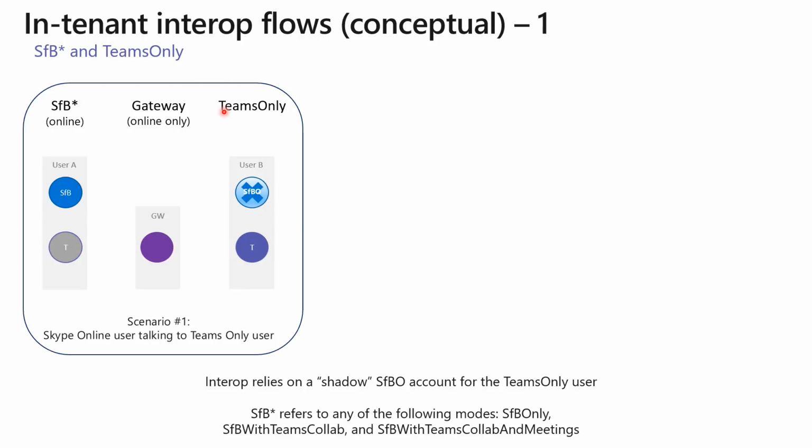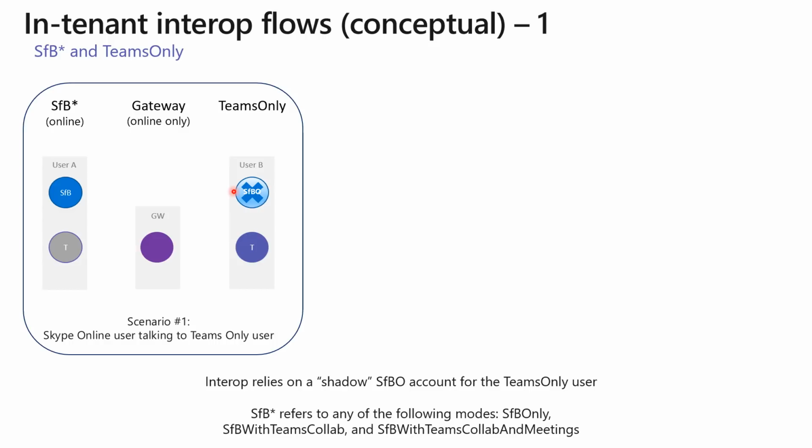Over here is the person that user A is talking to. This is user B. They are in Teams only mode. So they do have a Skype for Business Online account, but of course they're not able to use that particular account because they are in Teams only mode. How do I know they have a Skype for Business Online account? Well, I wouldn't be able to assign the Teams only mode without it, right? That's one of the requirements to assign a user Teams only mode: their corresponding Skype for Business account must be online.